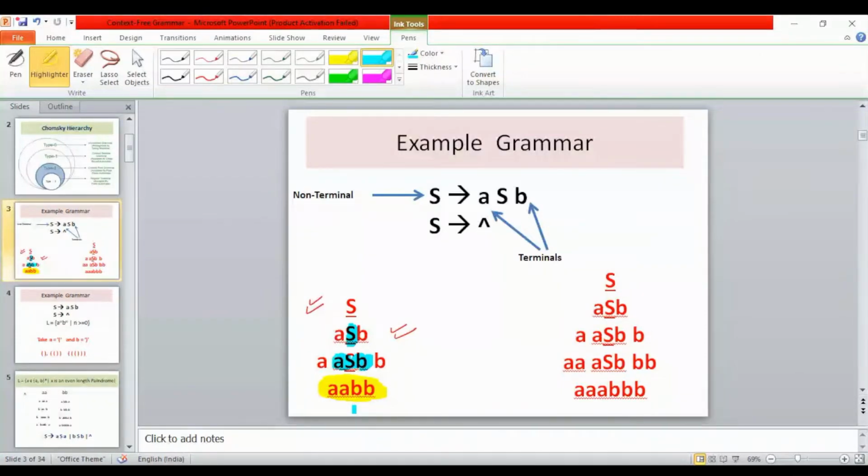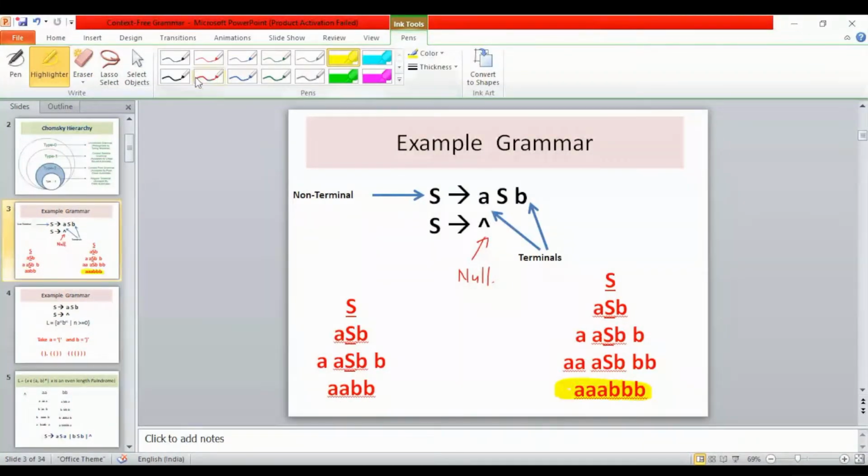Now, to complete the process, to terminate it, I will replace non-terminal S with the null symbol. So this represents a null symbol. To terminate the process, I substitute this null for this capital S, and we get the string aabb. Now, similar to that, we'll try to generate another string, which is aaabbb.